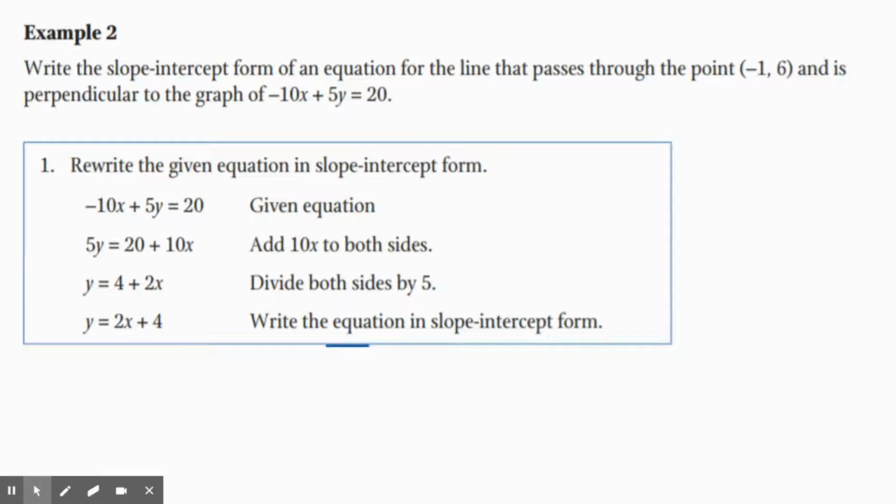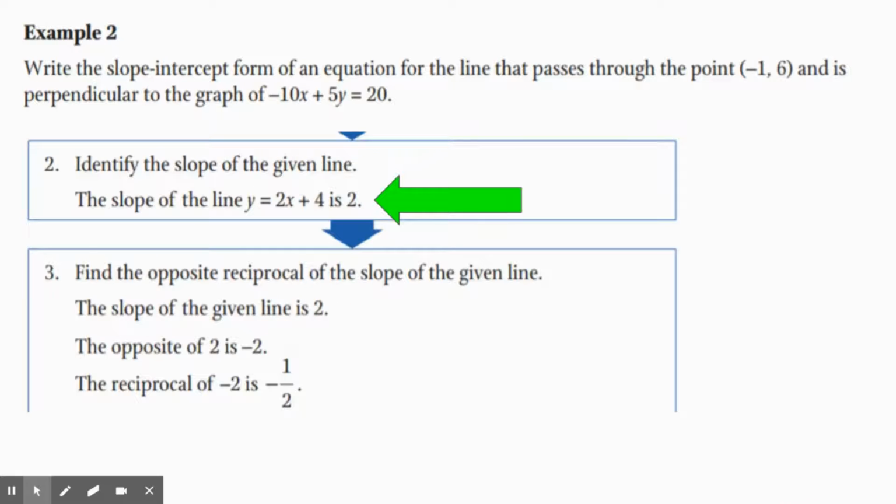Example 2, write the slope-intercept form of an equation for the line that passes through the point (-1, 6) and is perpendicular to the graph of negative 10x plus 5y equals 20. So again, rewrite the equation in slope-intercept form. As you can see, y equals 2x plus 4. The slope is 2. Now we're not writing a parallel line, we're writing a perpendicular line, so we need to make the opposite reciprocal. The opposite reciprocal of 2 is going to be negative 1/2.